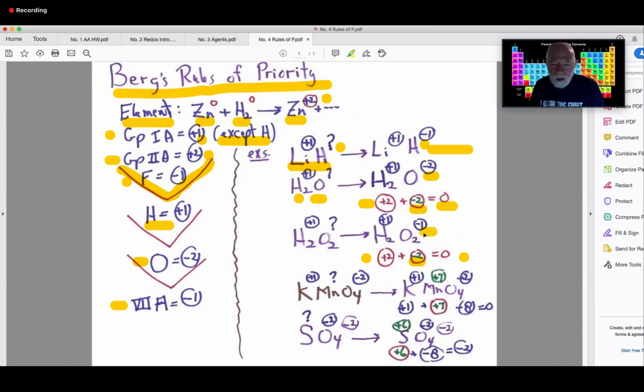Okay. What do you think is more stable, water or hydrogen peroxide, and why? Okay. The answer is in water, they both have their normal oxidation state. In hydrogen peroxide, oxygen's a negative 1. That is unusual.